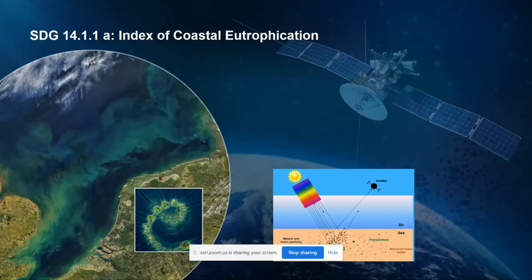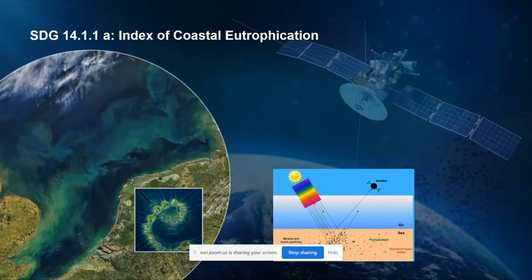Working with UN Environment and member countries, one big challenge is that a lot of countries do not have the nutrient data to actually report on the level of eutrophication. So we have been working with UN Environment and Esri to put together the methodology for this that includes several sub-indicators that focus on the indirect measurements, including some that you can use satellites for. Satellites can detect changes in ocean color and chlorophyll-a.